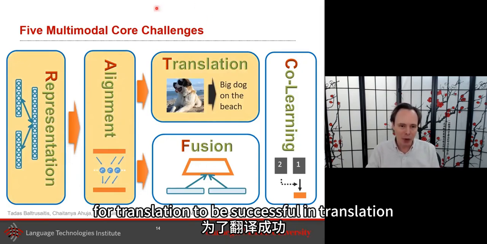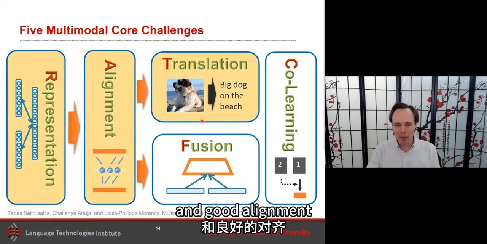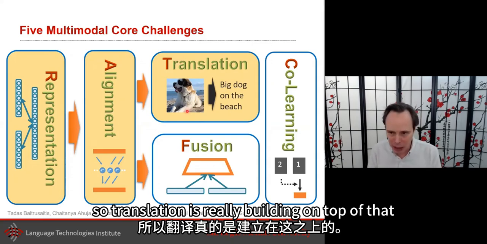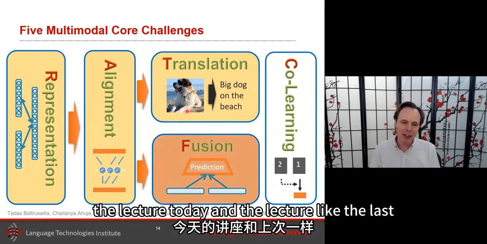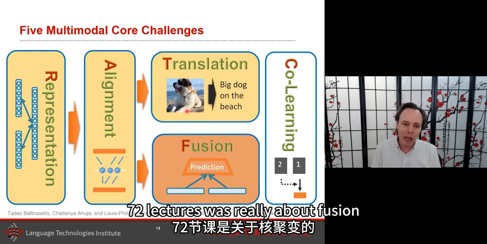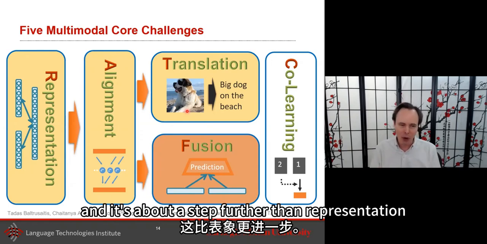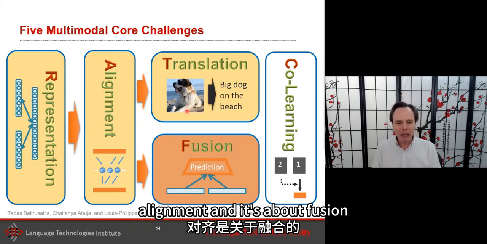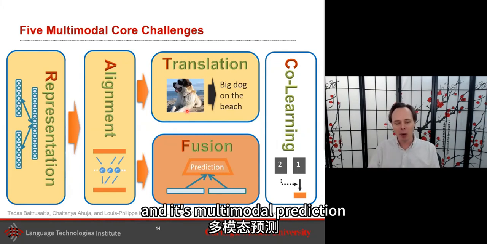And as we know, to be successful in translation, you need to be able to do good representation and good alignment. So translation is really building on top of that. The lecture today, and the last 7.2 lectures, was really about fusion. It's a step further than representation and alignment, and it's about doing the prediction, and it's multimodal prediction.